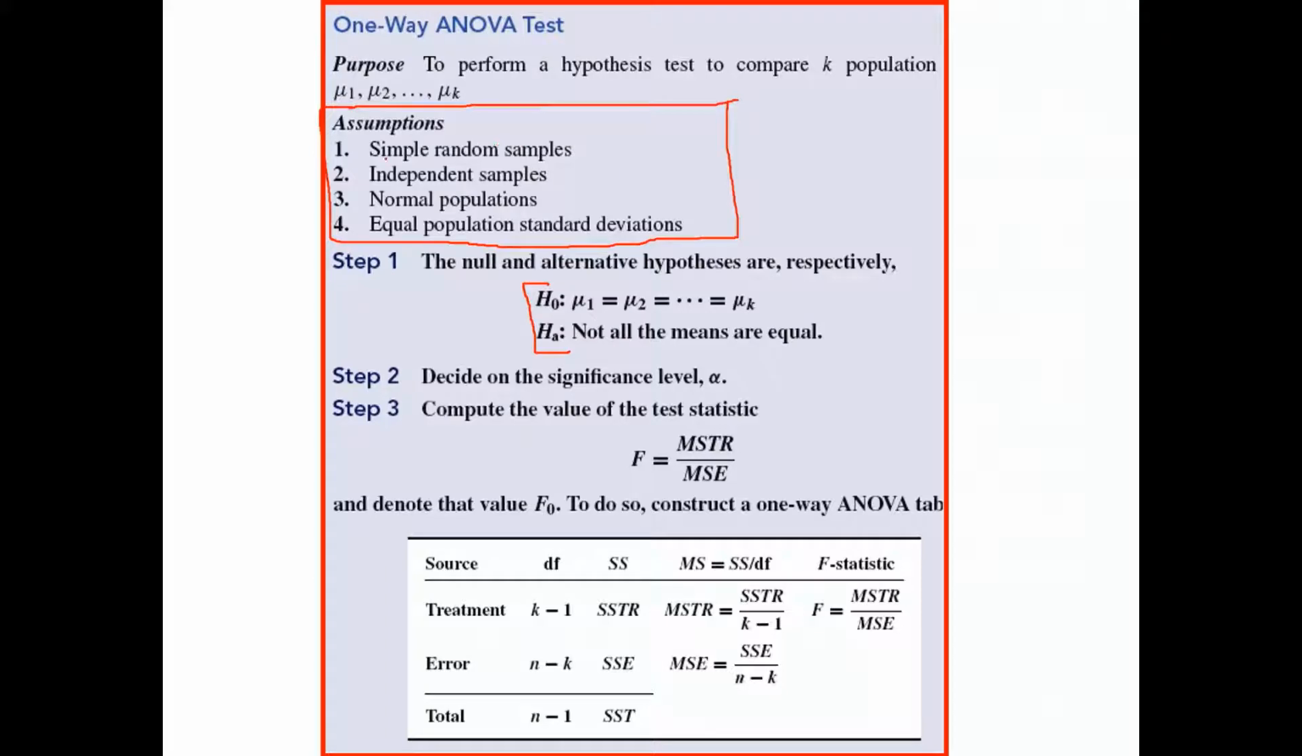What these assumptions are: simple random samples. Variety 1, the sample number 1, will be random. The seeds are planted on random places. The samples must be independent, meaning the plantation of variety 1 is exactly independent, and the output will be exactly independent of varieties B, C, and D. So the columns are independent.